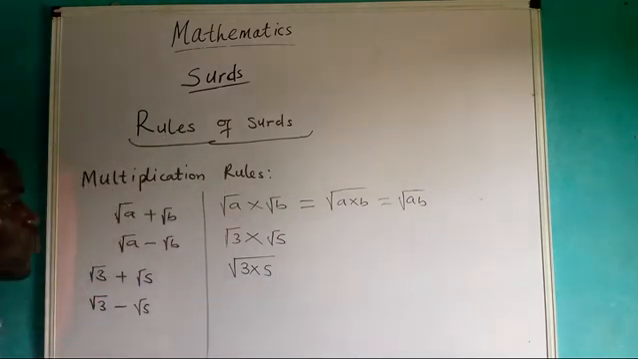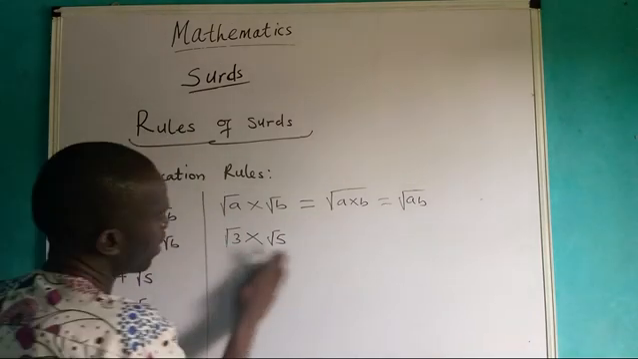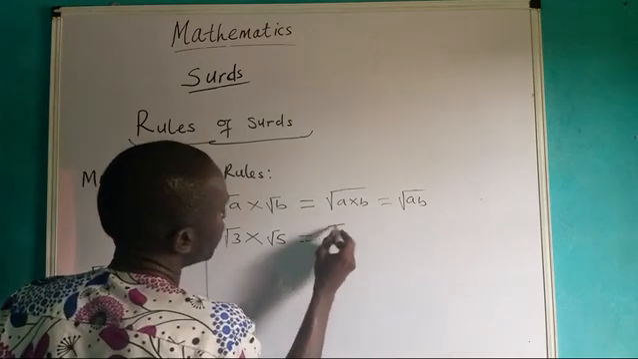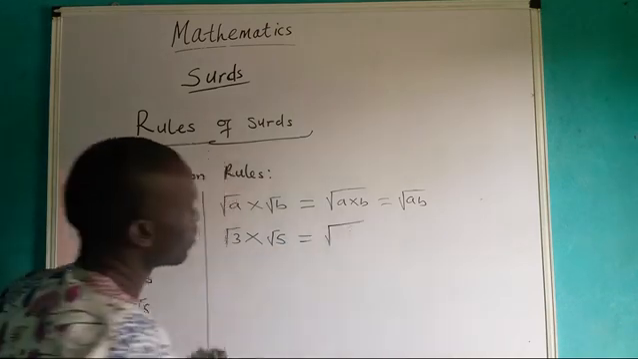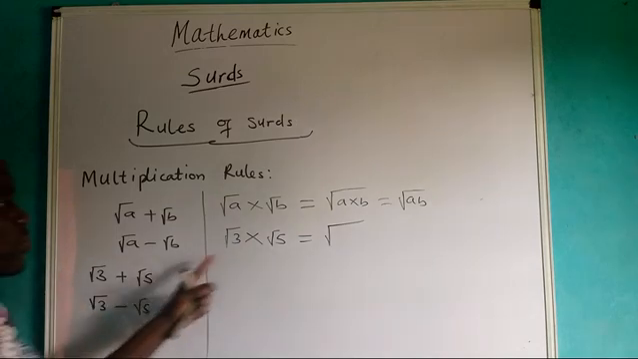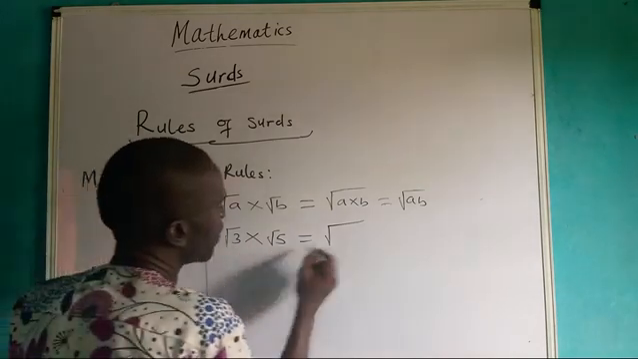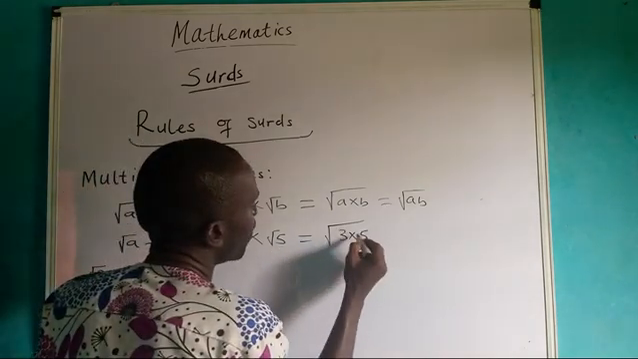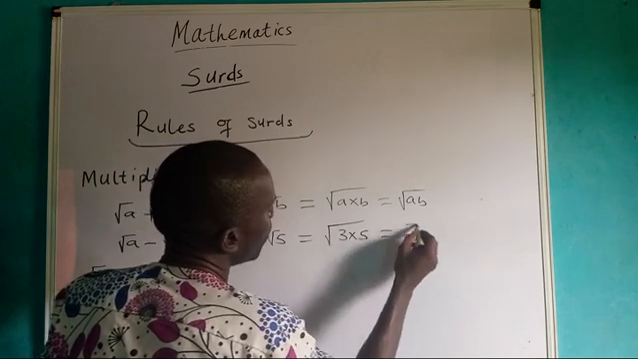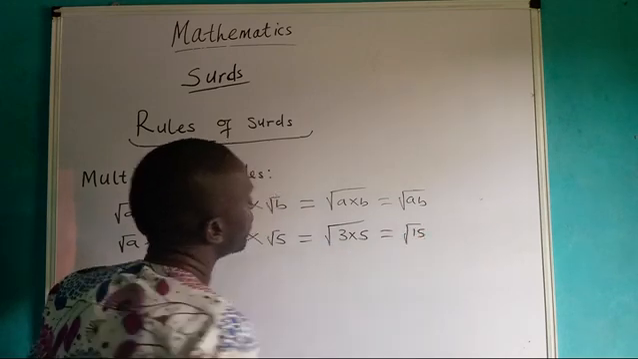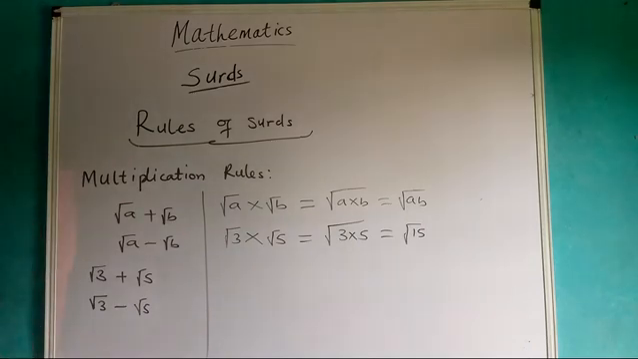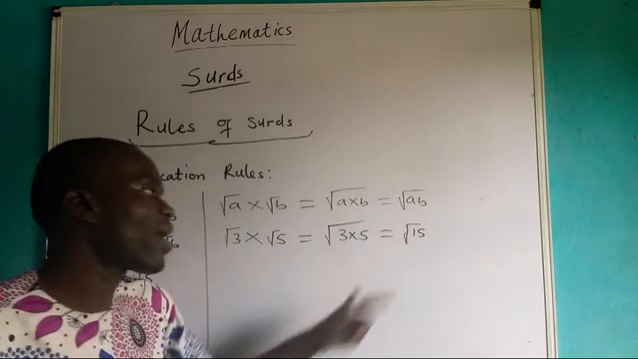The same thing applies to this one. We can also take just a single root for the 2, and multiply 3 and 5, that is, 3 times 5. Now what do we have there? We have root 15. Can you see now? We have resolved to a single surd, root 15.